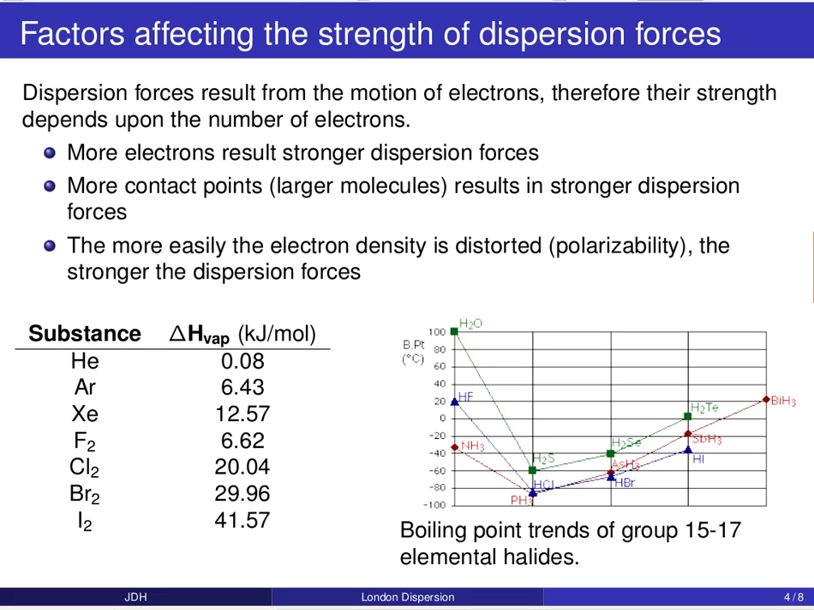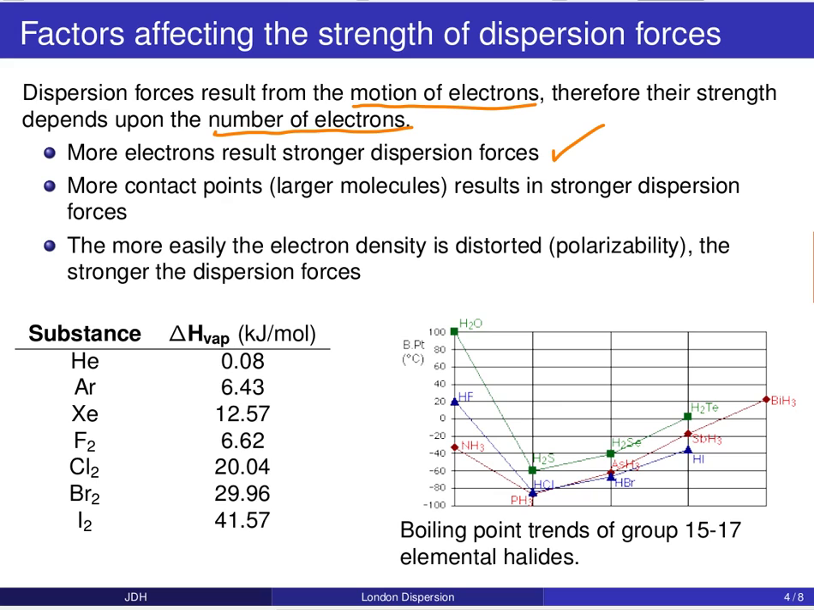Okay, now as a result of this fact that dispersion forces are basically resulting from motion of electrons, the strength of dispersion forces are going to depend on the actual number of electrons that you have in your atoms or molecules. So simply put, the more electrons you have, the stronger your dispersion forces are going to be, right? Perhaps not surprising here, right?